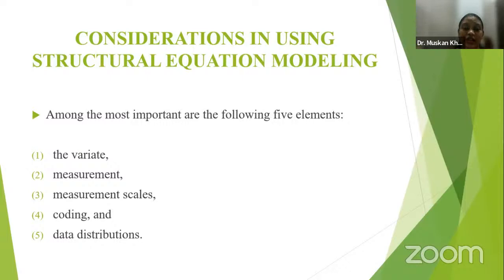Okay, now what are the considerations in using structural equation modeling? What are the elements which are important when you are working with PLS-SEM? First one is the variate, second measurement, third measurement scales, coding, and the data distribution. So let us know what these elements are.